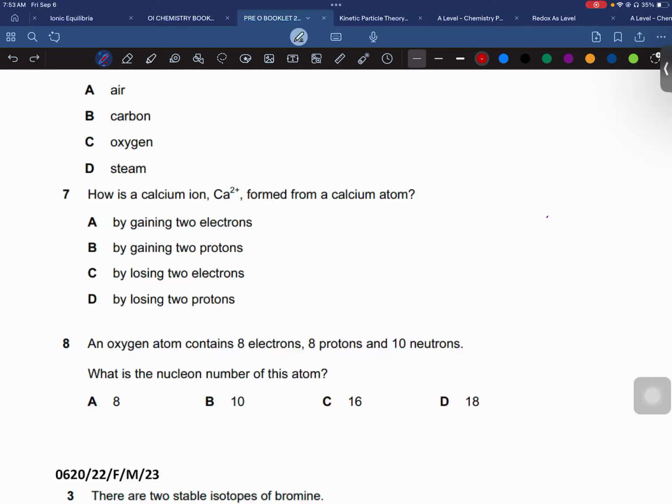An oxygen atom contains 8 electrons, 8 protons, and 10 neutrons. What is the nucleon number of this atom? Nucleon number is the sum of proton and neutron. It's 18. Good. This is 18, right?